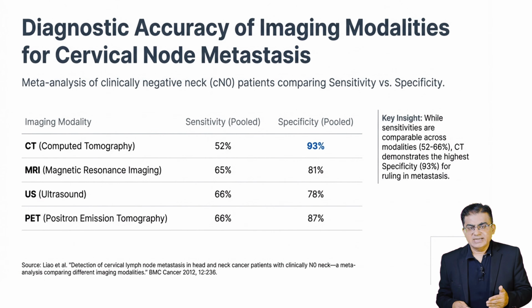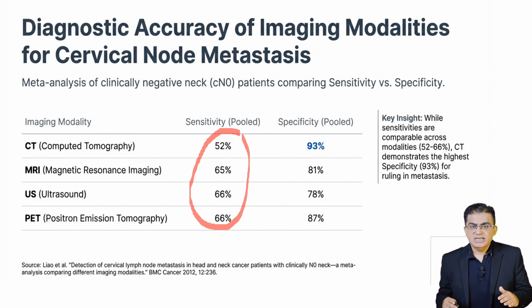Look closely at this data table from the meta-analysis. Look at the sensitivity column. CT is at 52%, MRI is 65%, ultrasound is 66% and the PET is 66%. What does this tell you? It tells you that sensitivity across all imaging modalities is essentially comparable and none of them are magical. They all miss microscopic disease.